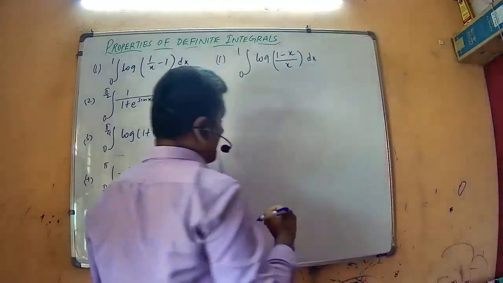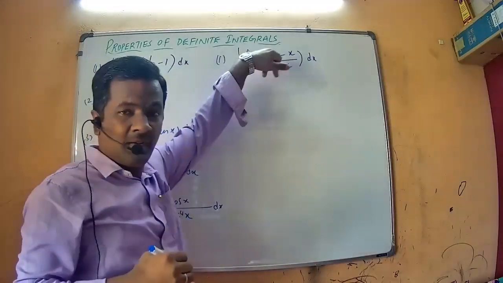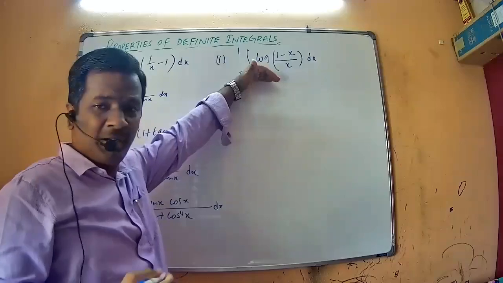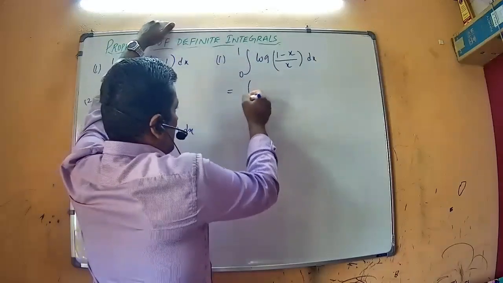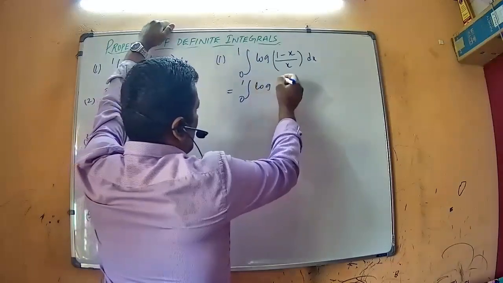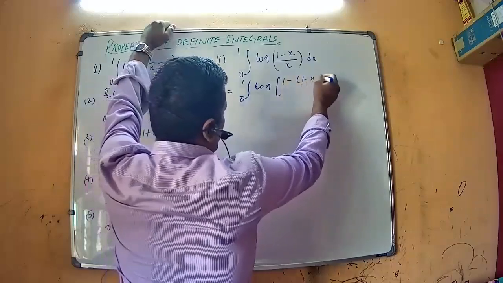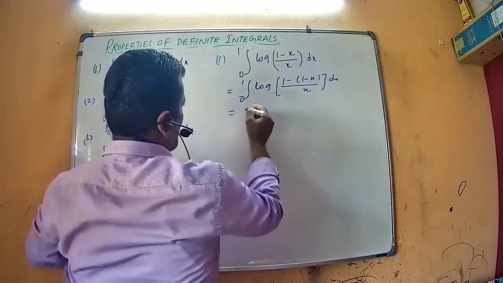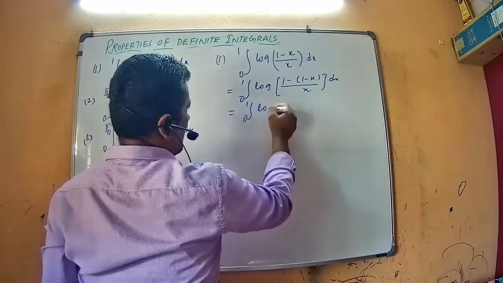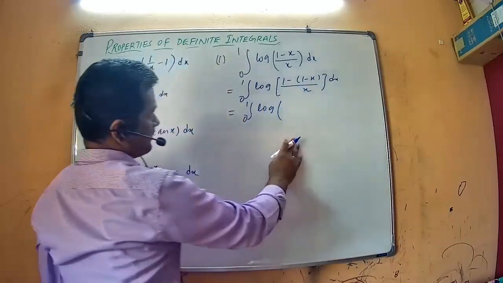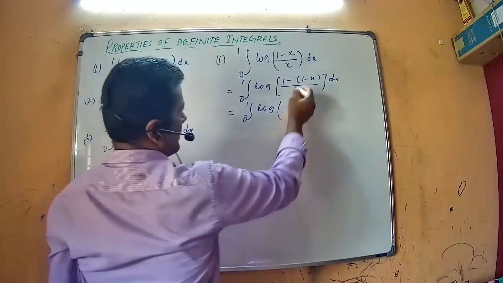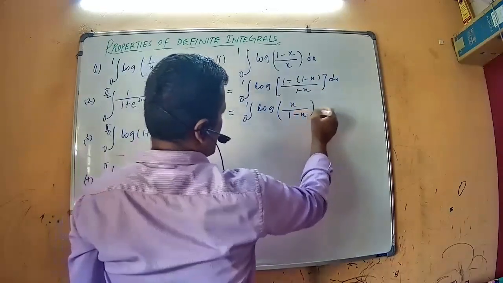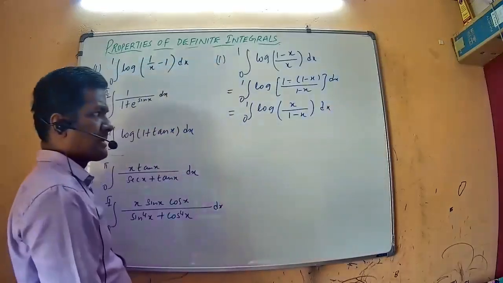Whenever the lower limit is 0, according to the property, we can write upper limit minus x. Yes, that is what I am going to do now. This is log of (1 minus (1 minus x)) by (1 minus x). After simplifying, log of, the 1 and 1 will get cancelled, so x by (1 minus x) dx.